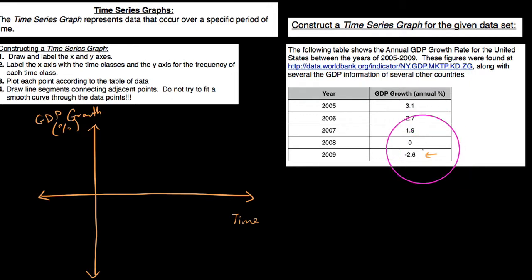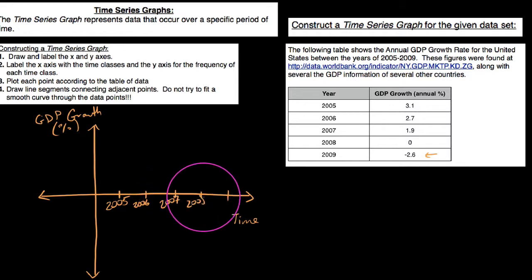So essentially, all we need to do is put data points on the x-axis for the years. So we say 2005, 2006, 2007, 2008, 2009. But what we're going to do is label our y-axis according to what we need for this scale.